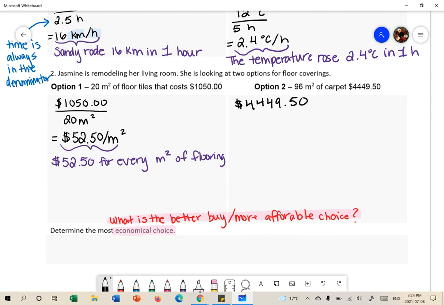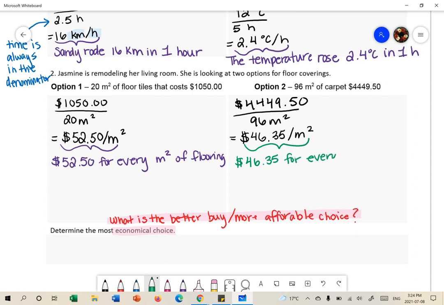$4,449.50 divided by 96 square meters is equal to $46.35 per square meter. So this means that it's going to cost $46.35 for every meter squared of flooring.